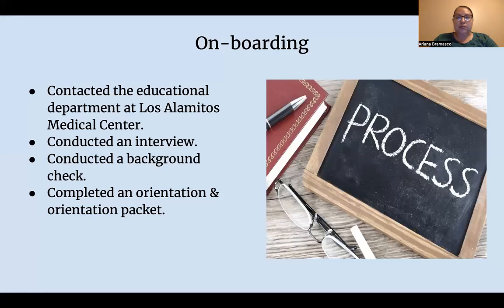So the onboarding process in order for me to enter with Los Alamitos Medical Center was actually very easy and fast. I did look for this internship myself. Before that, I had to contact the educational department and ask if by any chance they had a contract with CSULB. When they told me that yes, they were able to accept interns from Cal State Long Beach, I was very happy because I wanted to do an internship in a hospital site.